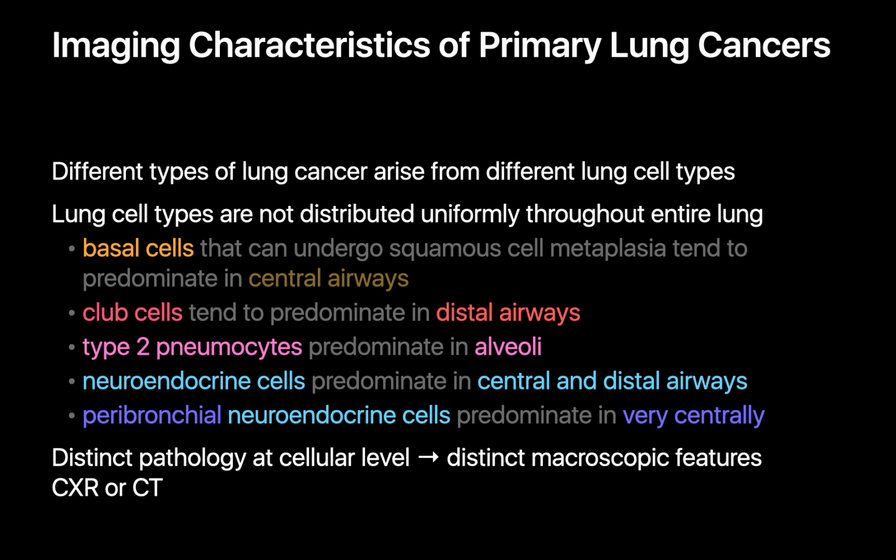Neuroendocrine cells that give rise to bronchial and peripheral carcinoid tumors may be found in the central or peripheral airways, while the neuroendocrine cells that give rise to small cell lung cancers are situated in a peribronchial and therefore very central location. These histopathologies, occurring at a cellular level, directly influence the macroscopic observations radiologists make on chest radiography and chest CT.